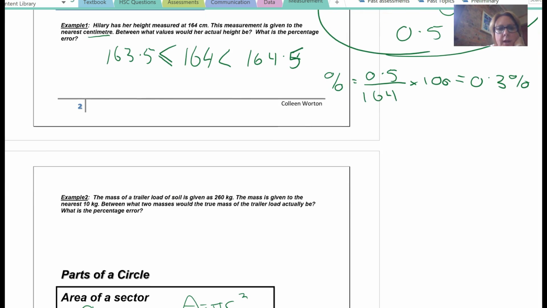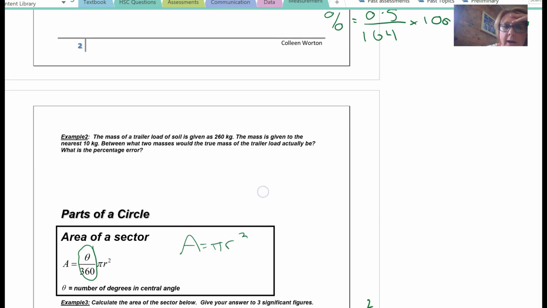Okay, the mass of a trailer of soil is 260 kilograms. The mass is given to the nearest 10 kilograms. So that means that the absolute error is 5 kilograms because it's half of that. Between what two masses could it lie? It could be 265, but if it was equal to 265, we would round up, so we don't put the equals there. We put the equals down here because it could be 255, and we would round up.